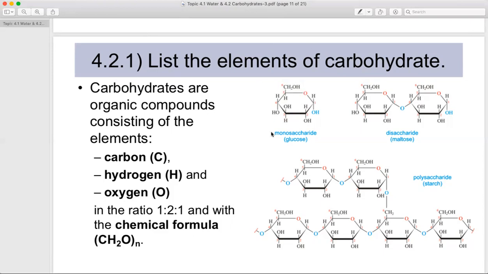So yang membentuk satu molekul of glucose. Okay, so satu molekul kita panggil satu molekul of carbohydrate. The simplest monomernya adalah glucose with the ratio of 1:1. Okay, ni adalah chemical formula untuk glucose.